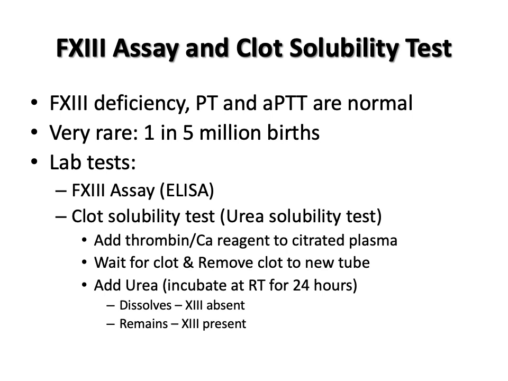You add thrombin and calcium to citrated patient plasma. You remove the clot after it forms and place it in a clean tube. Then add 1 ml of 5 molar urea to the clot. Incubate at room temperature for 24 hours and then observe if the clot has dissolved. If the clot dissolved, the patient has a factor 13 deficiency. But if the clot remains, the patient does not have a factor 13 deficiency.